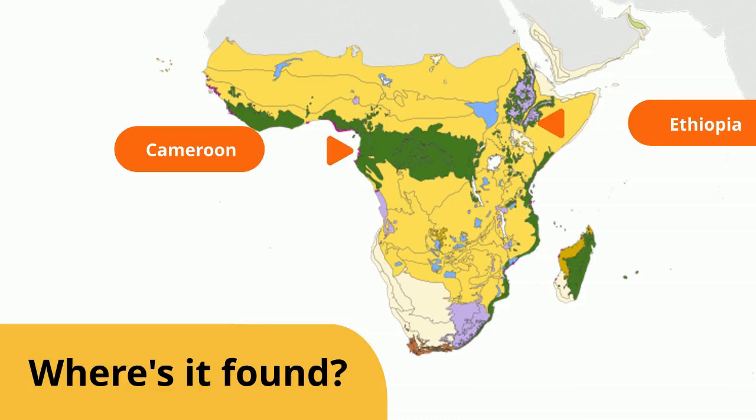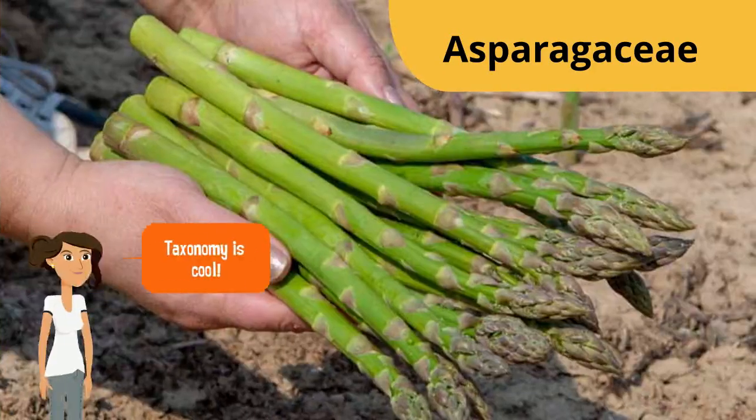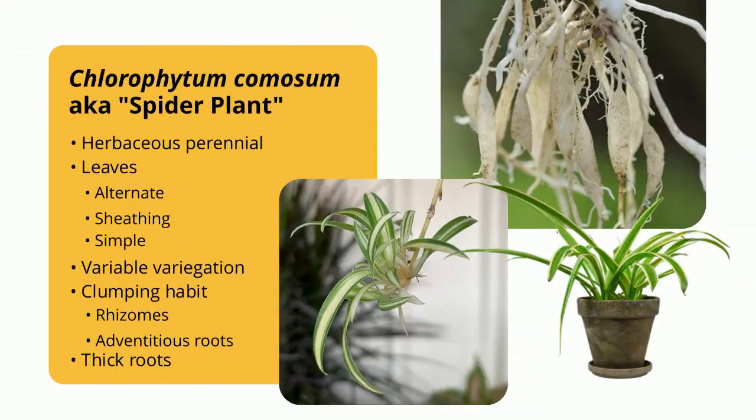within this region. The linear leaves and parallel venation give it away fairly quickly that this plant is a monocot, but it is nestled within the Asparagaceae family, which includes, to name a very few, agaves, dracaenas, hostas, and yes, even asparagus. And characteristic of other herbaceous perennials within Asparagaceae, spider plants also display alternate sheathing simple leaves, but their variegation differs based on the cultivar.